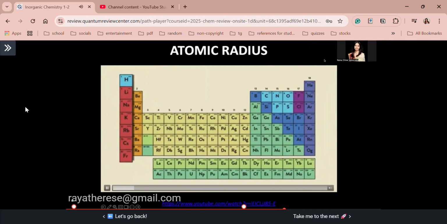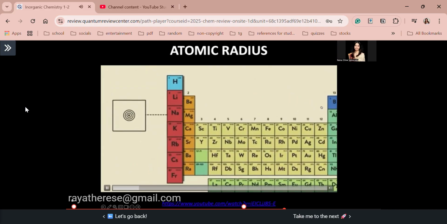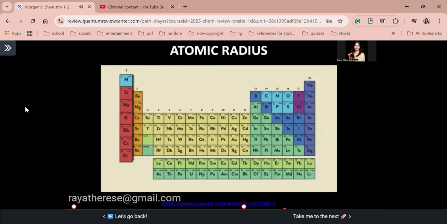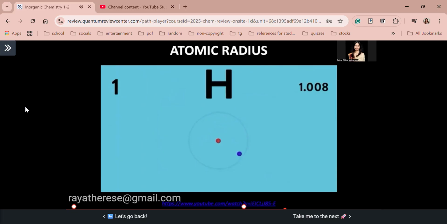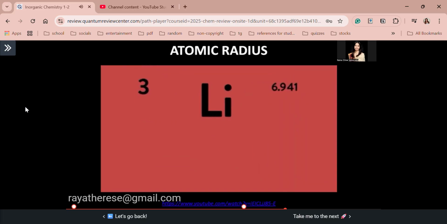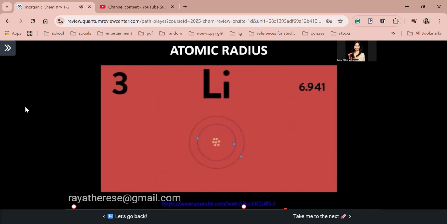Let's take a look at group trends first. As you travel down a group, you are adding electrons to energy levels that are farther away from the nucleus. All elements in group 1 have one valence electron, but different electron configurations based on their period. Hydrogen is in the first period, which means it has 1 electron shell. Its atomic number is 1, which means a neutral atom of hydrogen has 1 electron. Lithium is in period 2, which means it has 2 electron shells. Its atomic number is 3, so a neutral lithium atom's configuration looks like this.